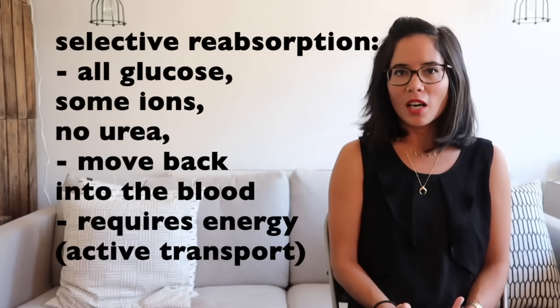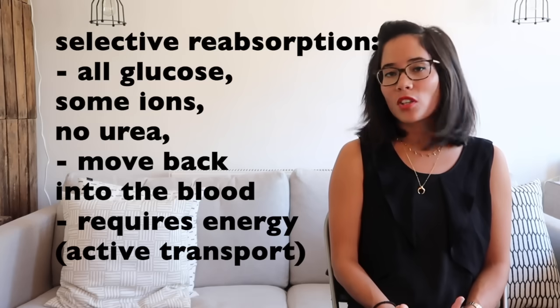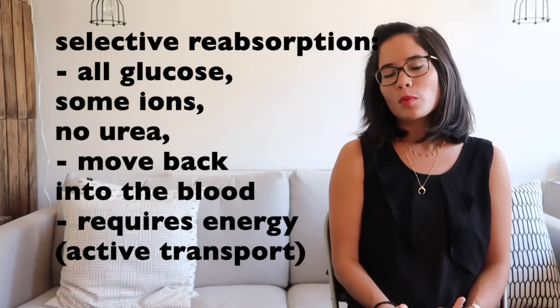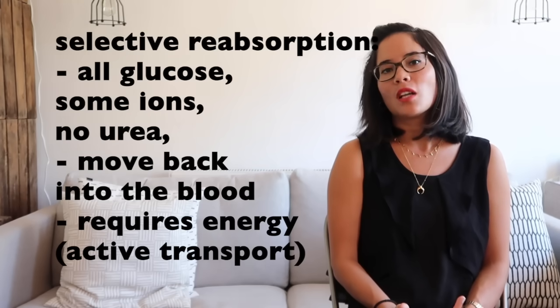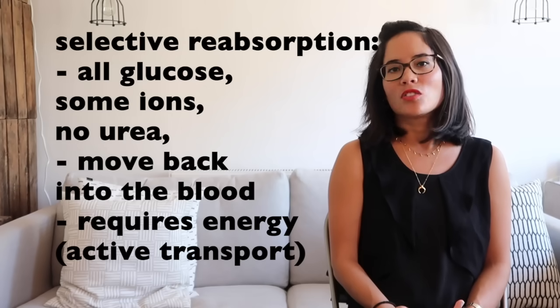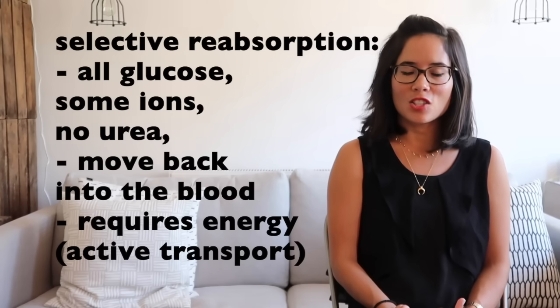Now we've entered the proximal convoluted tubule, we need to know what happens there. The process of selective reabsorption occurs here. Now this is when all glucose, some ions, and none of the urea is removed from the proximal convoluted tubule back into the blood. This is occurring against the concentration gradient, so it requires energy.